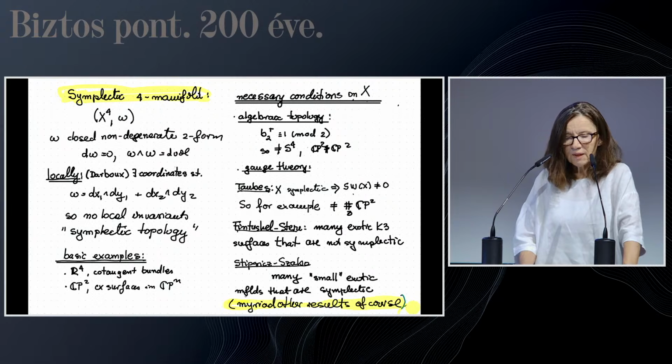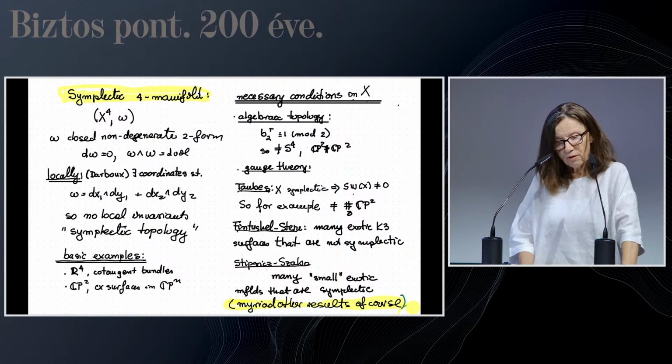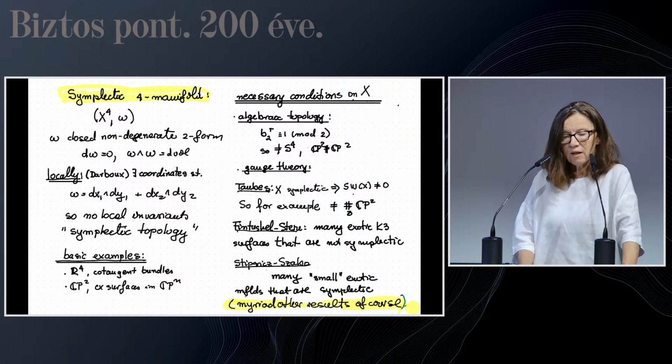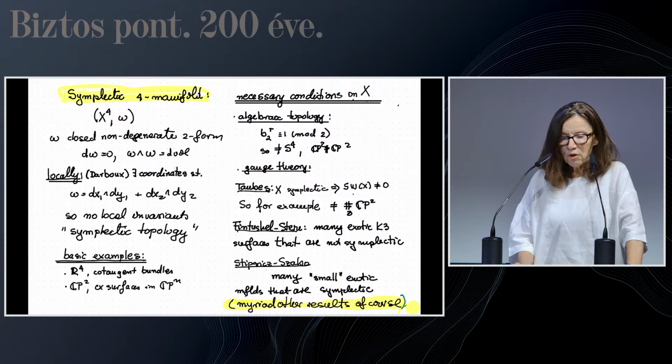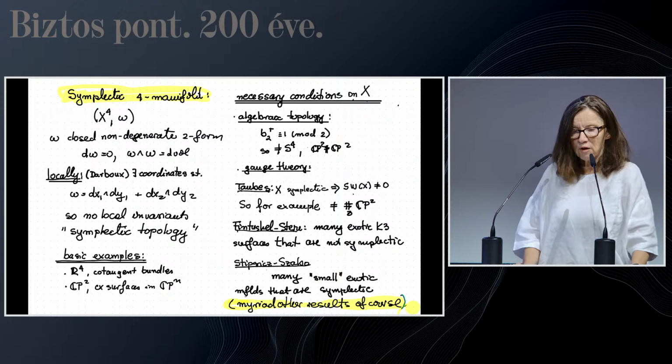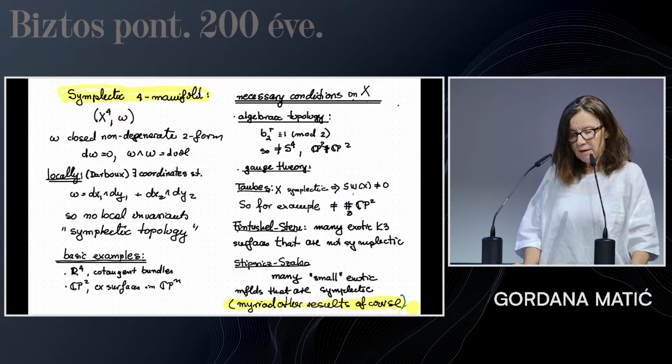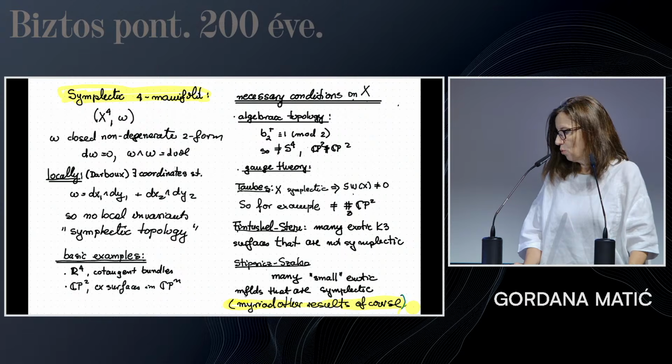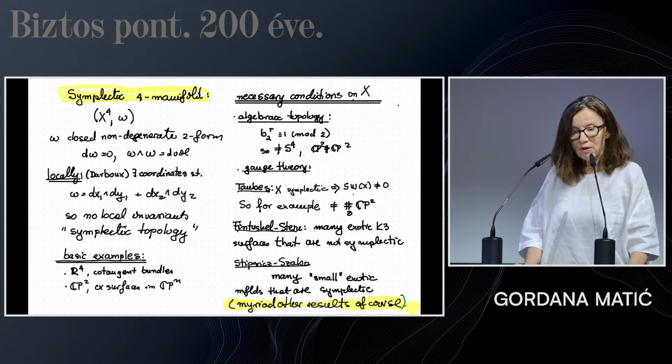So this Taubes work was used by Fintushel and Stern to construct many exotic surfaces that are not symplectic. They also constructed many that were symplectic. Stipsicz and Szabó have constructed many small exotic manifolds that are symplectic. There are myriad other results on exotic manifolds obtained from symplectic manifolds, too many to mention, and I will mention some later.